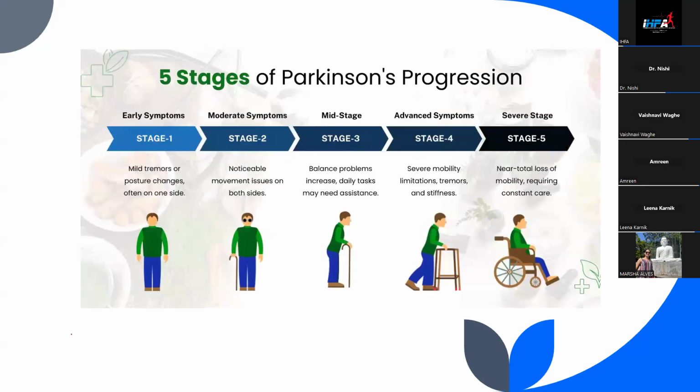Now we'll come to the different stages of Parkinson's progression. Stage 1 is mild tremors and postural change, often on one side. Second is noticeable movement issues on both sides. Third is balance problems that increase with daily tasks and may need assistance. Stage 4, an advanced stage, is severe mobility issues, tremors, and stiffness. Stage 5, which is severe, means total loss of mobility and requires constant care.